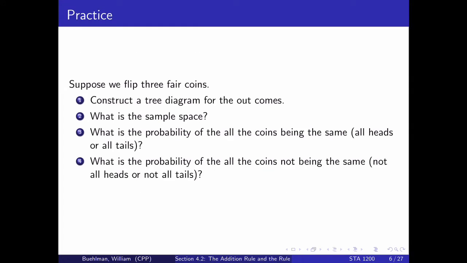You're going to pause the video right here because this is a practice problem for you. Suppose that we flip 3 fair coins. I want you guys to construct a tree diagram, tell me what the sample space is, tell me what is the probability of all the coins being the same, either all heads or all tails, and what is the probability that all the coins are not the same, either not all heads or not all tails. So go ahead, like I said, pause the video right here, do all this, and then come check the answers. The answers will be starting in 3, 2, 1.